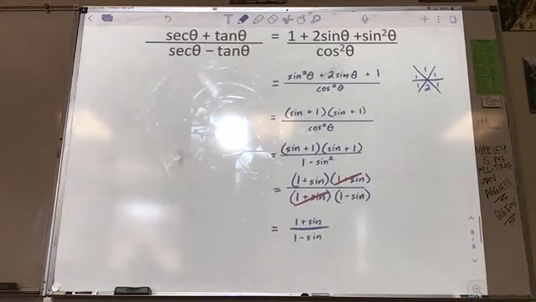Okay, so let's go to the other side and change some things, see if they end up looking the same. What can we do on the other side? We can't do anything on the other side, so let's just change them. Change everything to sines and cosines. So 1 over cosine. Okay, we're changing everything to sines and cosines here.